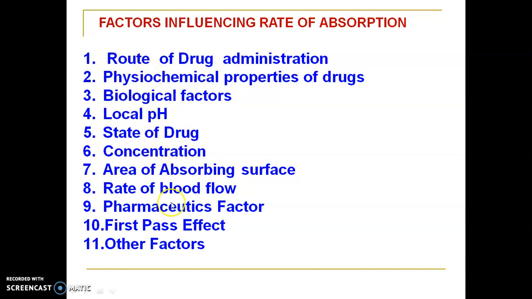So in this way, we have discussed the basic definition of absorption, various processes of absorption including passive process and specialized transport, and lastly the various factors that affect the rate of absorption.